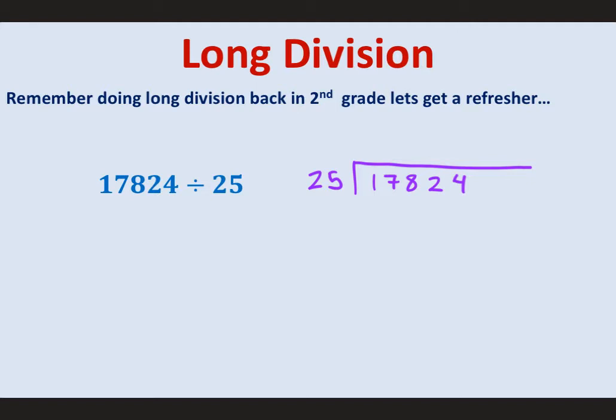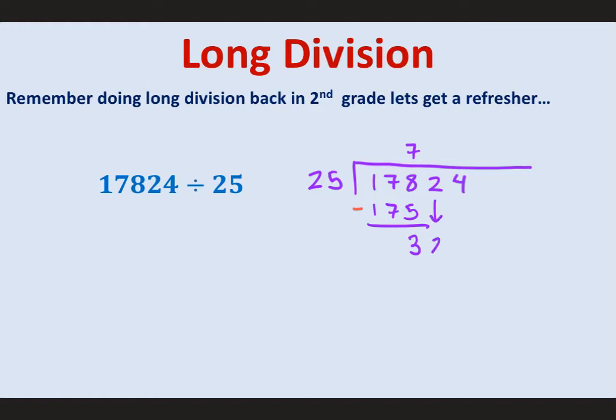So then you ask yourself, all right, how many times does 25 go into 1? Well, 25 doesn't go into 1. How many times does 25 go into 17? Well, 25 doesn't go into 17. How many times does 25 go into 178? Finally something we can do. Let's say 7 times. 7 times 25 would be 175. We make this a subtraction now, an opposite. We subtract that from the 178, and that leaves us with a 3.